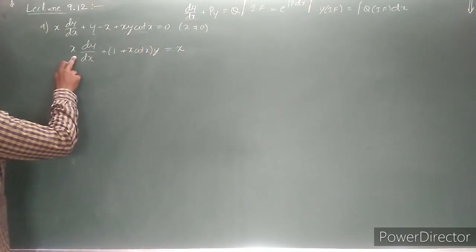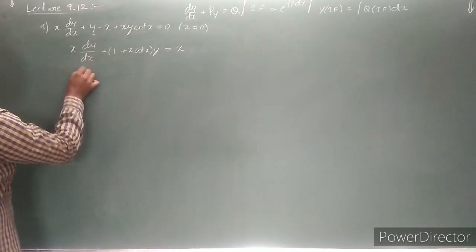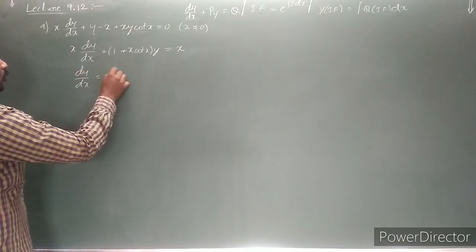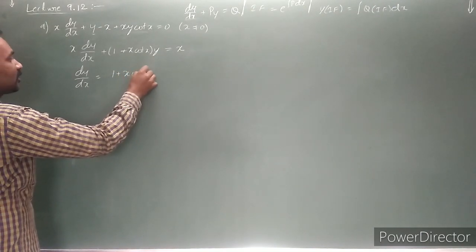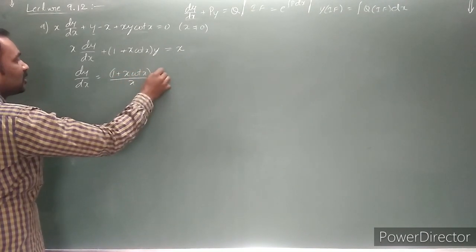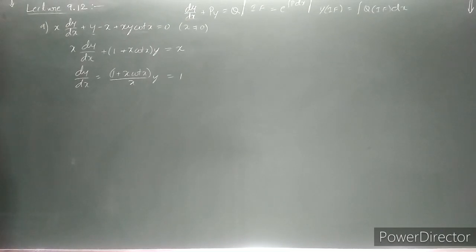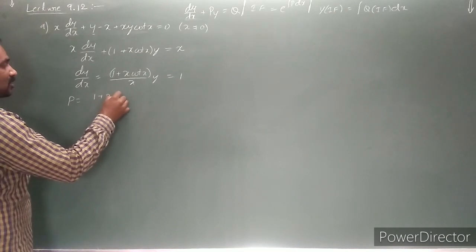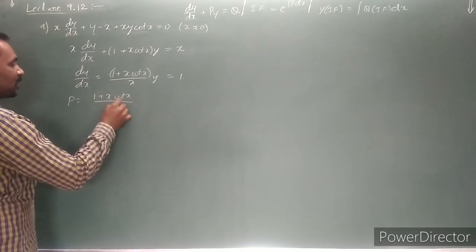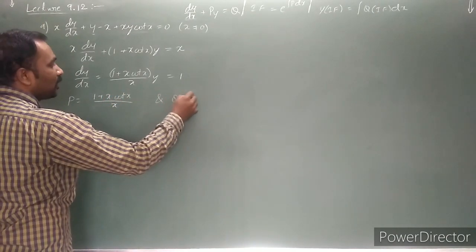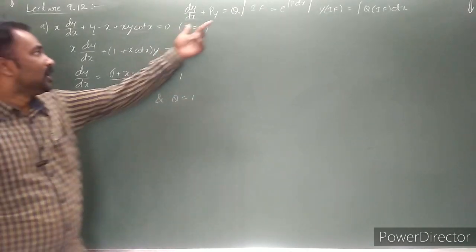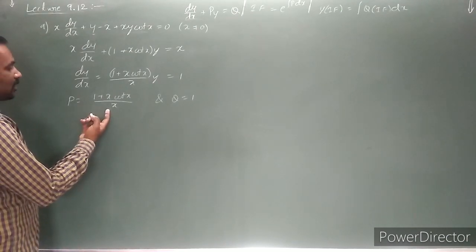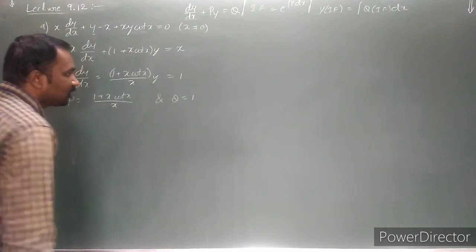Now, dy/dx coefficient 1 is required, so divide throughout by x. dy/dx plus (1 plus x cot x) divided by x times y is equal to 1. Here p is equal to (1 plus x cot x) divided by x. This is the p value, and the q value is 1. P and q are constants or functions in terms of x. Here p is a function in terms of x, q is the constant.